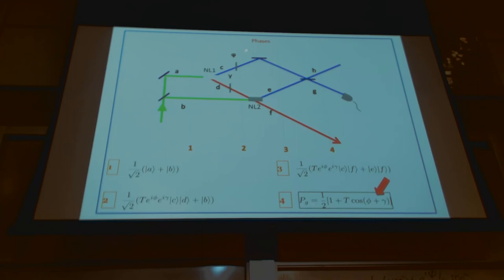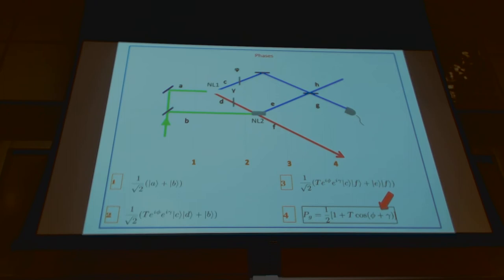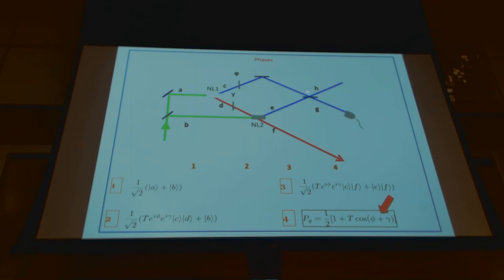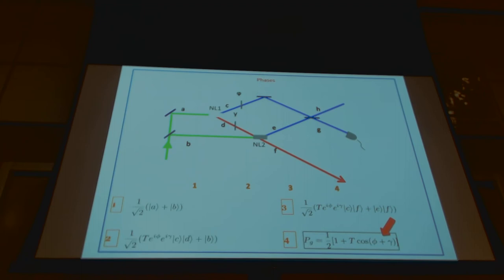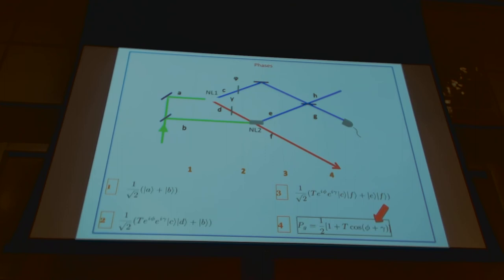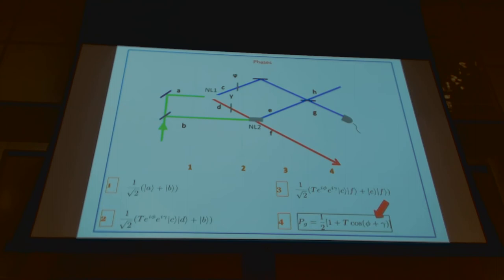Okay? Now, if that were a standard interferometer, what would you expect? You would expect that the fringes back here depend on the difference between the two phases. But in that experiment, it turns out no, it depends on the sum of the two phases. Why is that the case? Now this is the interesting point.